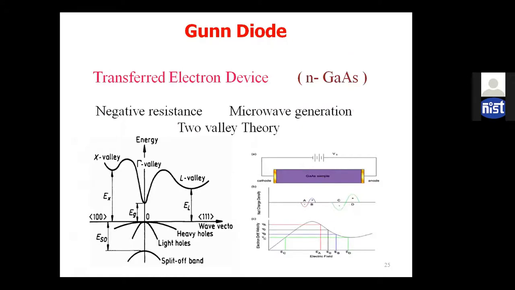By using this curvature, a general device, you know, is the TED, transferred electron device, that is the GaAs diode, which is made using the basic concept of this curvature. See, when an electron is initially in the gamma valley, it is more curved, so the effective mass is less. As the effective mass is less, the conductivity or drift velocity is high.